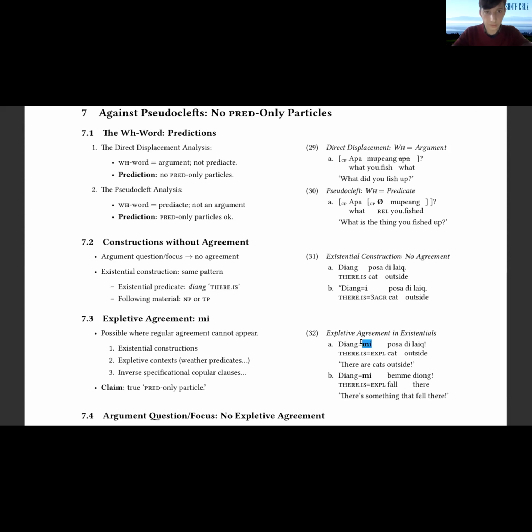So the claim is, if an argument question involves an argument WH word behaving as a predicate, that WH word should be able to host this predicate-only particle "me".